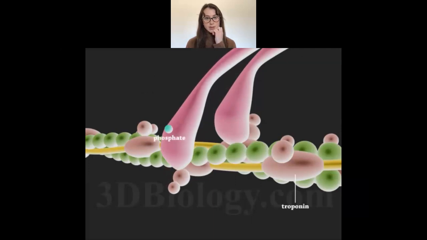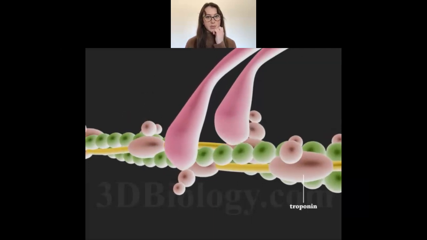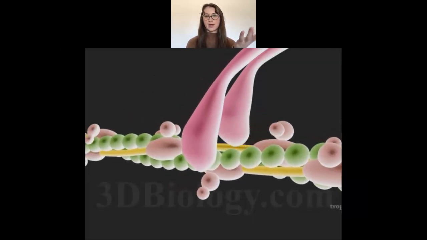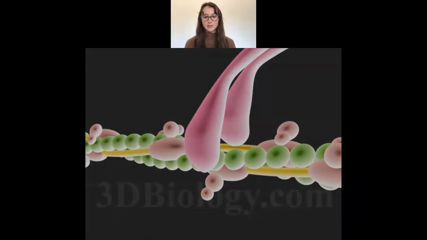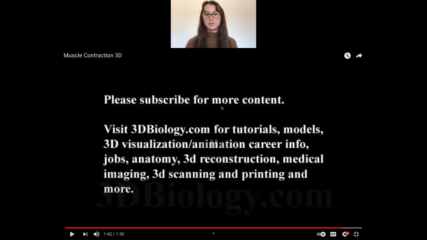So the steps are intricate, but this is a really quick thing. I mean, even this schematic is moving really slow. But imagine that happening really super duper fast in every single sarcomere in your myofibril that's being contracted.